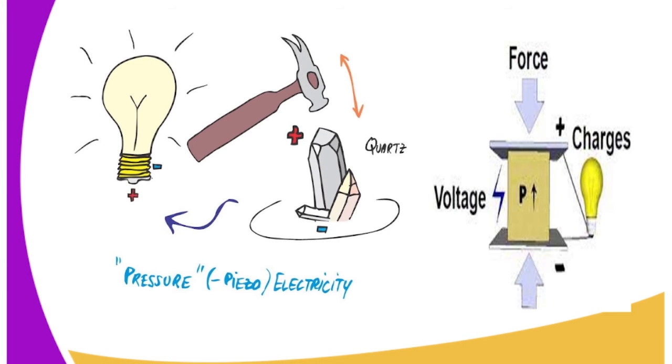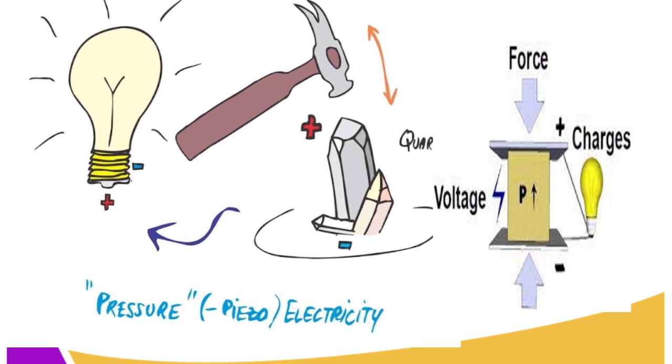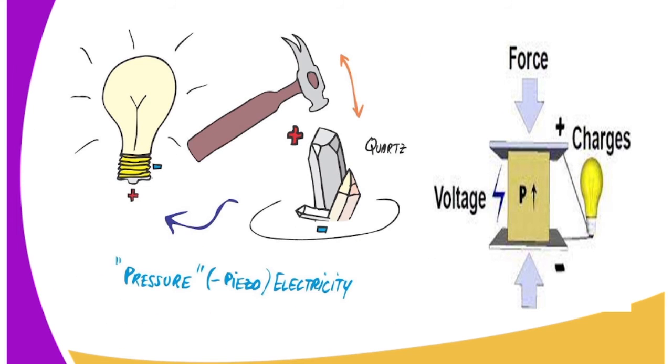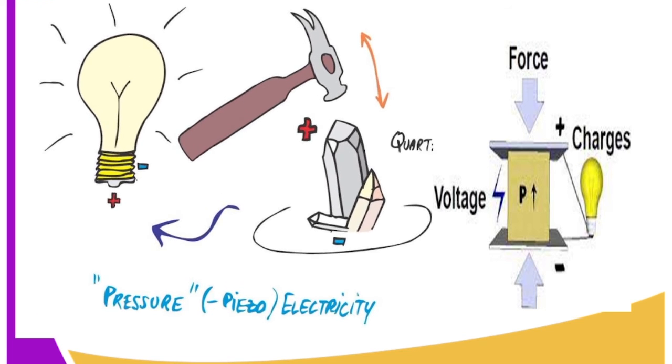Another source of electricity is when certain substances are placed under pressure or hammered, they produce electric charges. This method is called the piezo effect, whereby we use pressure. So when we hammer some substances like quartz, or apply force on those substances, they produce electric charges. So that is also a source of electricity.